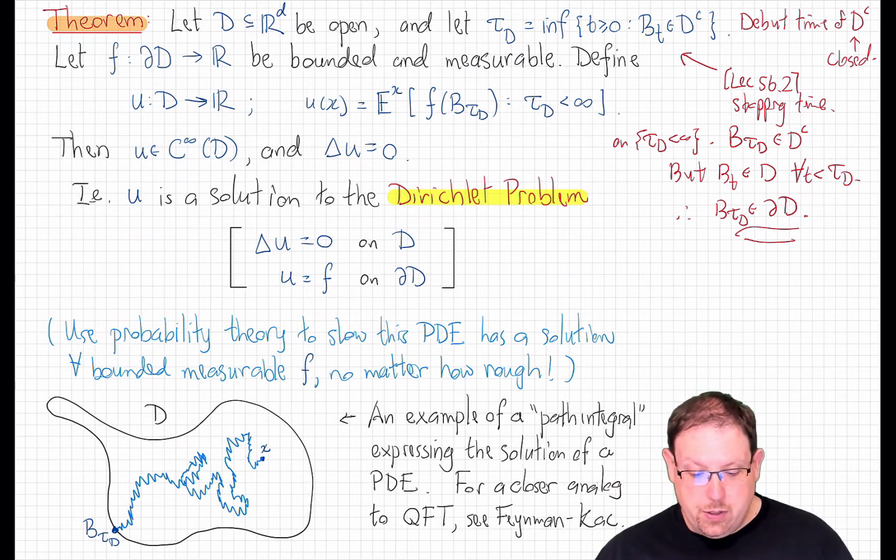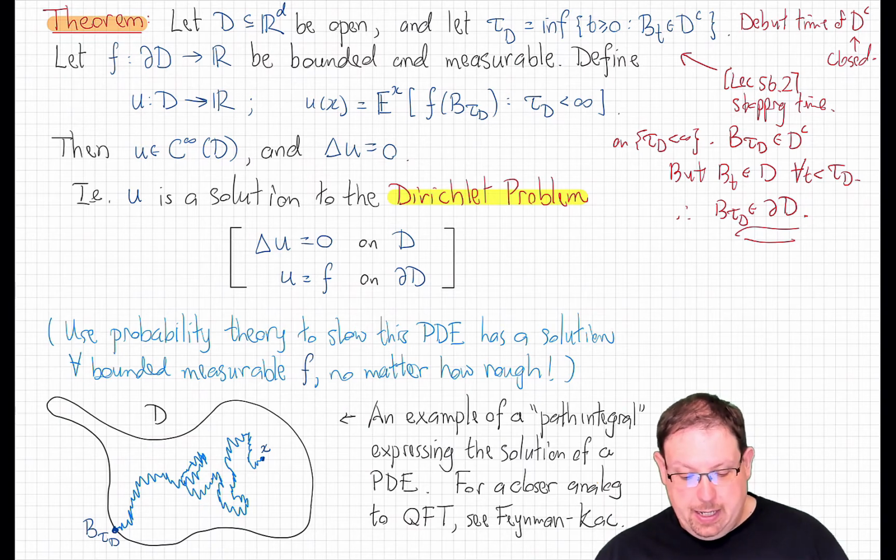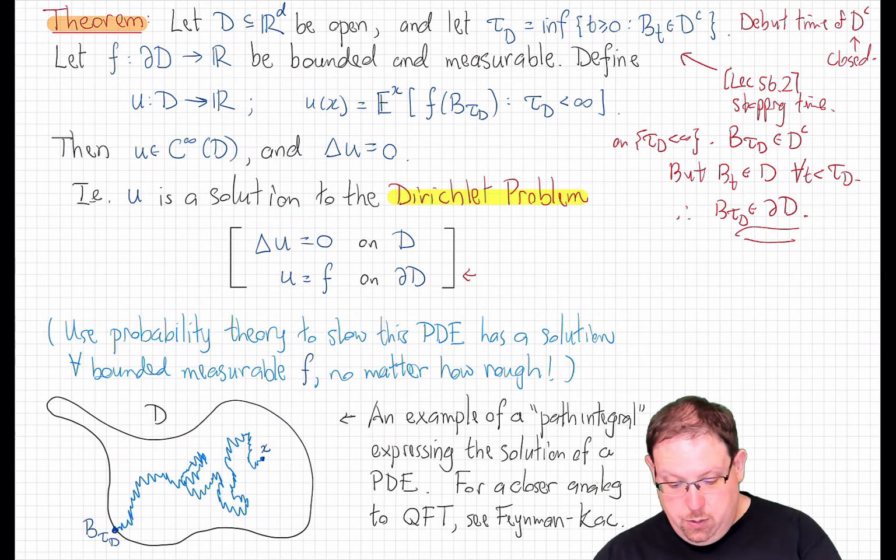In other words, we can use stochastic processes to find a solution for the Dirichlet problem. The Dirichlet problem is the following PDE. On a region D, we want to find a solution of this partial differential equation, that is, that the Laplacian is equal to 0, which is the statement that u is a harmonic function, with boundary values f. Now I'm being a little fast and loose here because we usually want some kind of continuity.